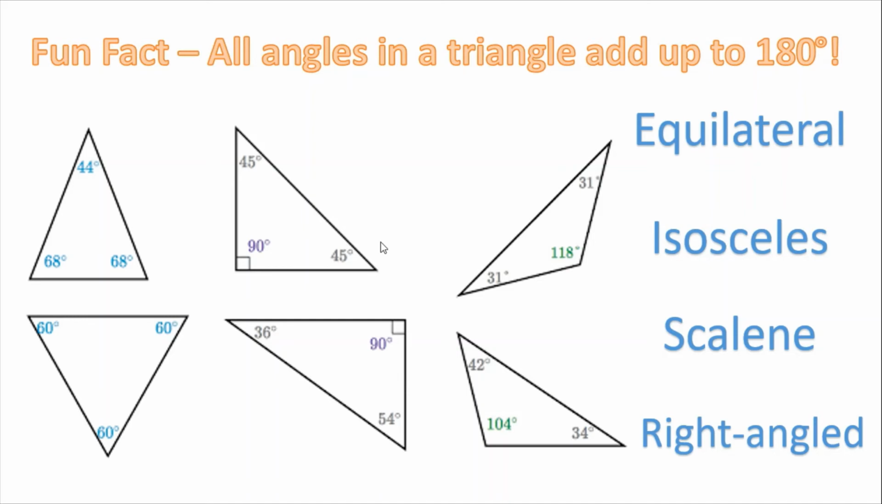Now remember, equilateral triangles, we don't have the side lengths here, but we know that all the angles in an equilateral triangle are equal. In an isosceles triangle, two sides the same, but also two angles that are the same. Scalene, remember, skew-whiff scalene, everything is different, all the angles and sides will be different to each other. And a right-angled triangle, you are looking for that right angle.